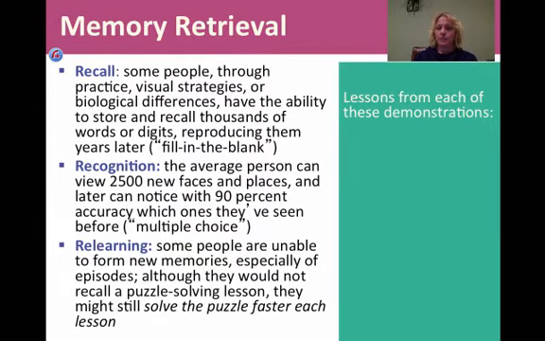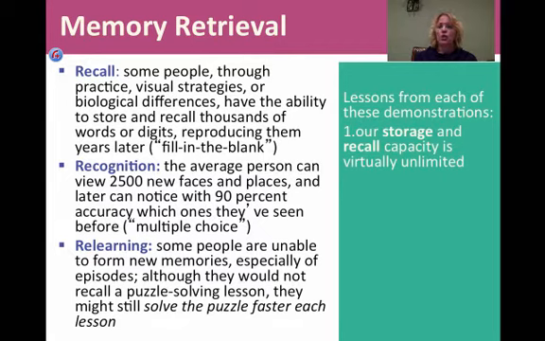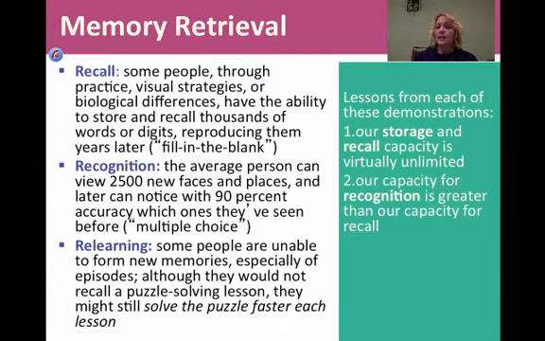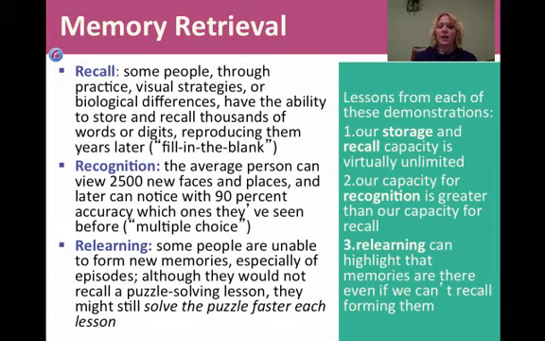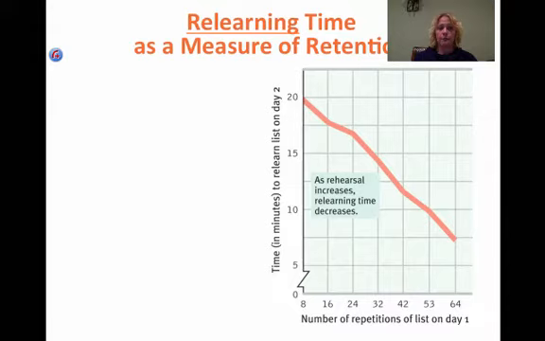Now, the lessons from each of these demonstrations are that our storage and recall capacity is virtually unlimited. Our capacity for recognition is even greater than our capacity for recall, and relearning can highlight that there are memories there even if we can't recall forming them. A lot of the relearning involves things you didn't even realize you were learning in the first place, a lot of automatic processing. So, the 3 R's of memory retrieval: recall, recognition, and relearning.